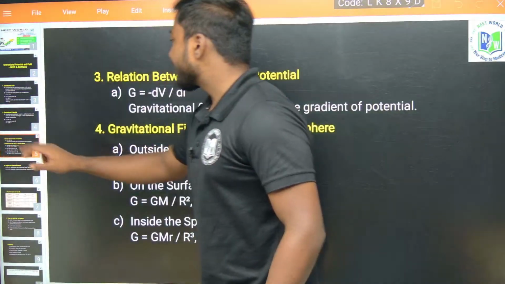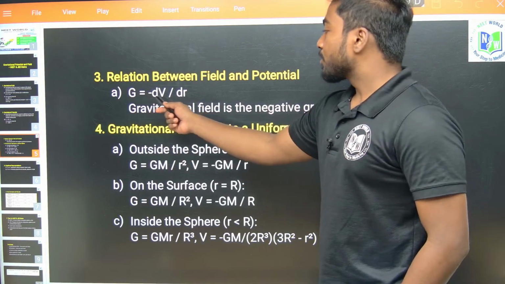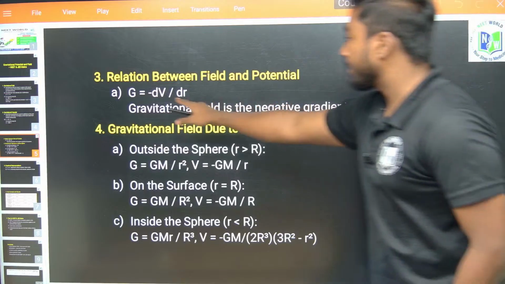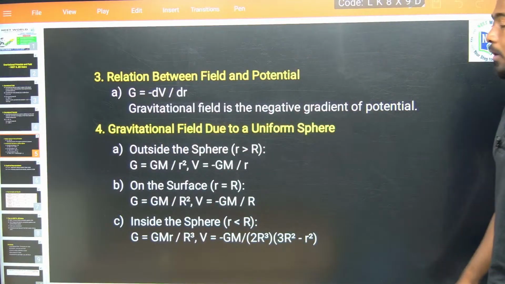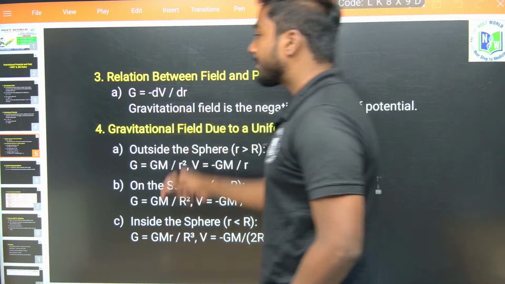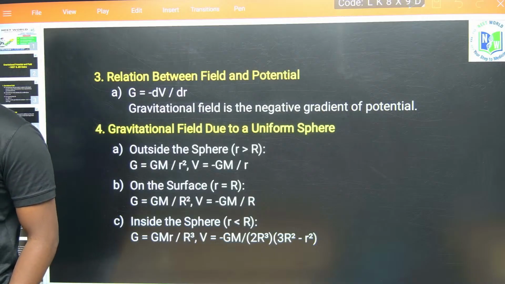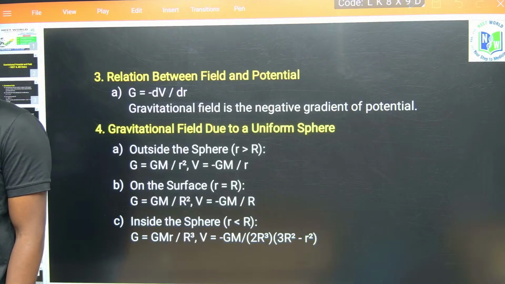So next is the relation between field and potential. The relation is G equals minus dV by dr, so the gravitational field is the negative gradient of the potential, meaning we differentiate V with respect to r. Yes, it's the same as in electrostatics. See the first chapter of current electricity, electric current and charge. Whatever we see in gravitation, the same concept we are going to apply in class 12th.